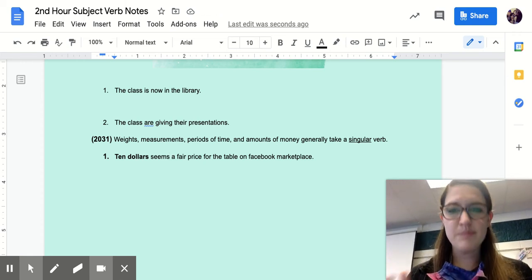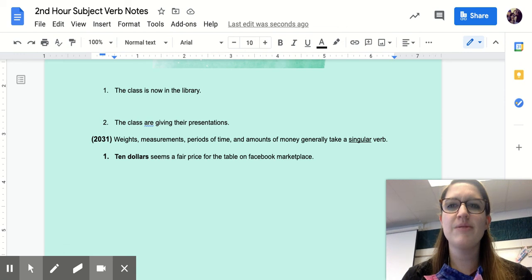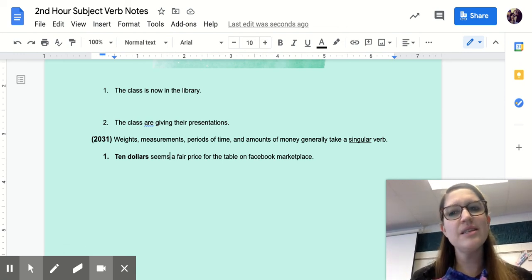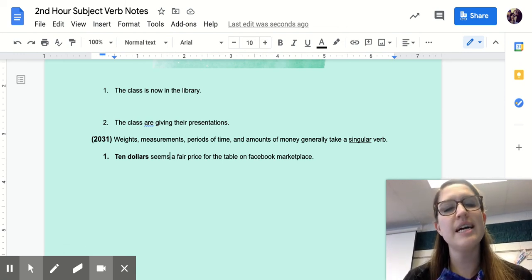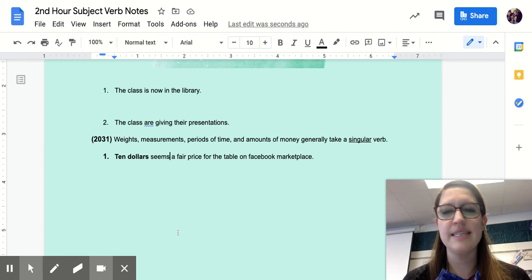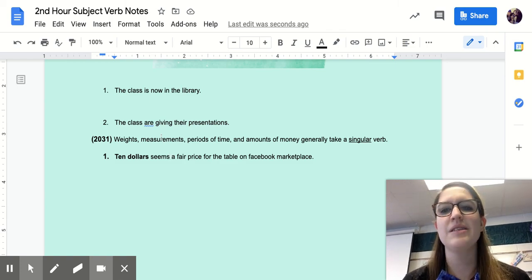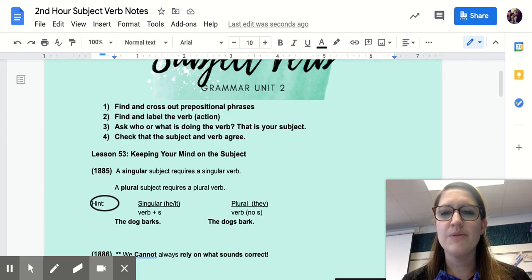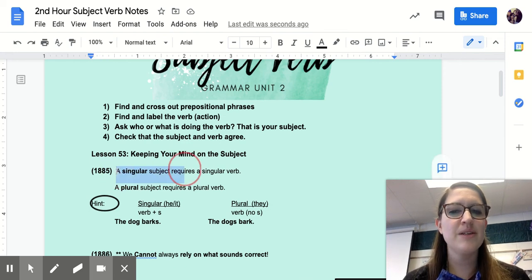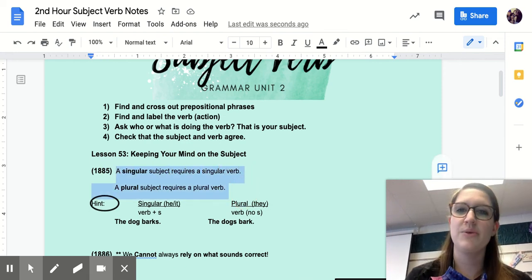Okay, so those are your notes. Make sure that you've got those all written down. We are going to be practicing with these for the next couple class times, and then we'll work on a test. This is an important concept that you understand. So, again, the sentences will get trickier when they get more complex, but this is the basic idea right here. A singular subject requires a singular verb, and a plural subject requires a plural verb.